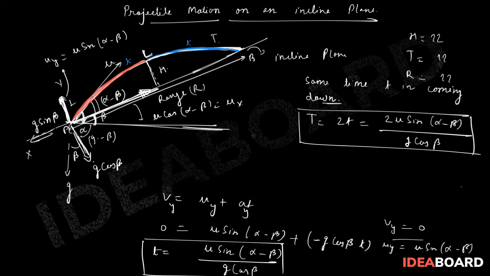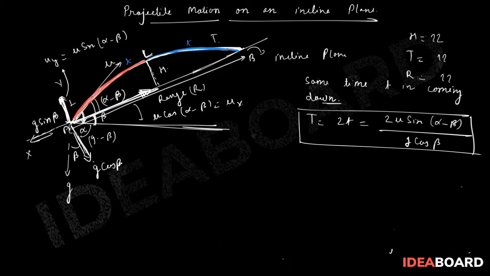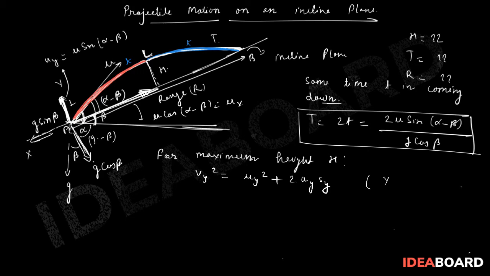This is going to be your time of flight, right? Now for the maximum height h, you can apply vy squared = uy squared + 2ay sy. So I'm applying it for the y direction.